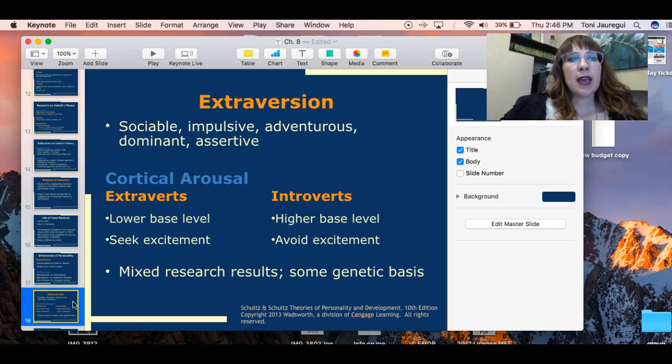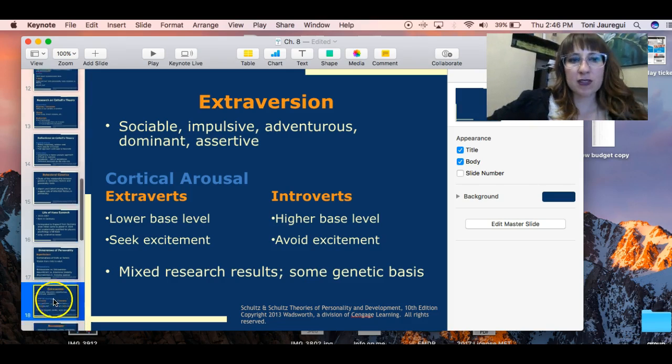The way I always describe it to clients is extroverts get their batteries charged from being around people, whereas introverts get their batteries charged by being by themselves. There's not one that's right or wrong. It's just a difference, right? A preference difference.